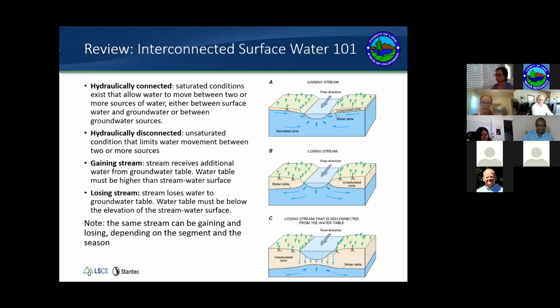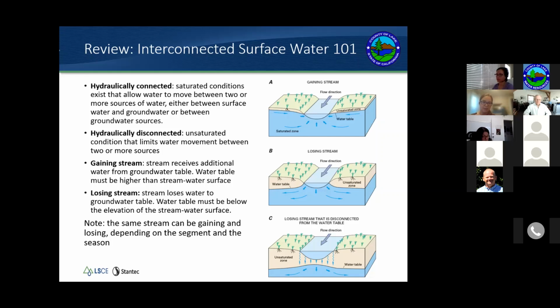Before we go in, we're going to throw a couple of technical jargon terms at you. Some of you might be familiar with this, some of you this might be new, so we want to make sure that everyone's on the same page. So when we say things like hydrologically connected or gaining or losing stream, we all have a common understanding of what that means. Hydrologically connected is when you have a saturated condition that allows for the movement of water between two or more sources, so groundwater and surface water, or between two different aquifers, and that is happening in pictures A and B.